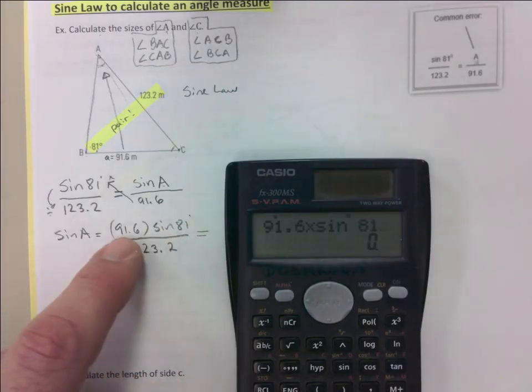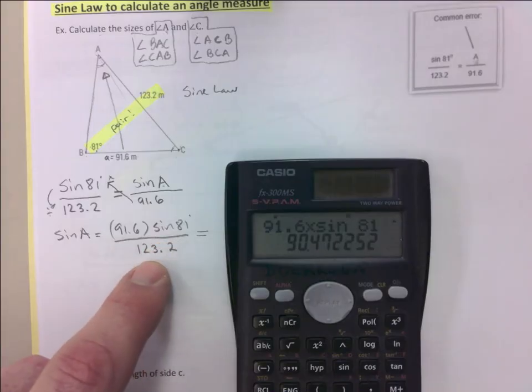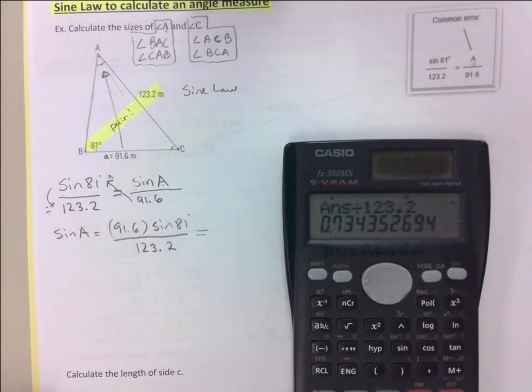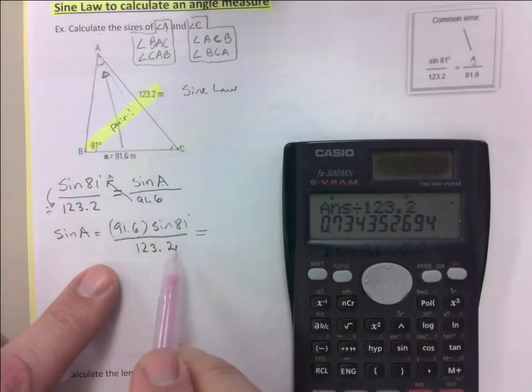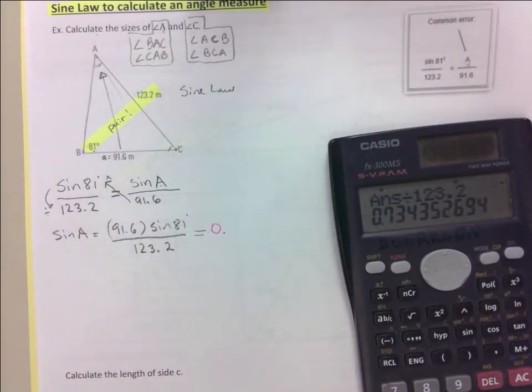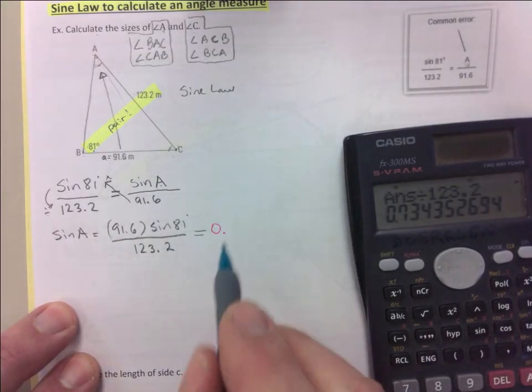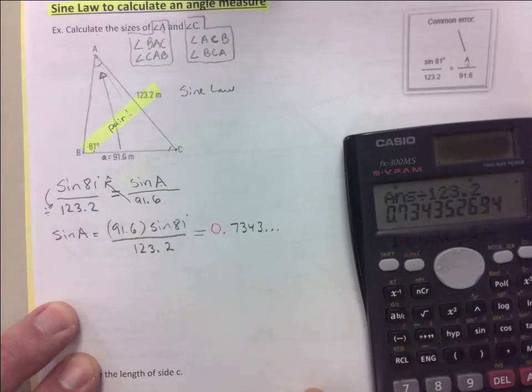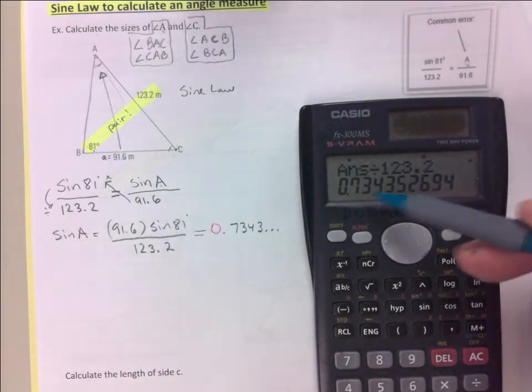So I multiply the top, I hit equals, and I go divided by 123.2. It is imperative that your number starts with a 0. If it doesn't start with a 0, you're going to get a math error, or some sort of error message from your calculator. So let's copy down a few of these. Don't clear your screen. Do not clear your screen. Leave that right there.